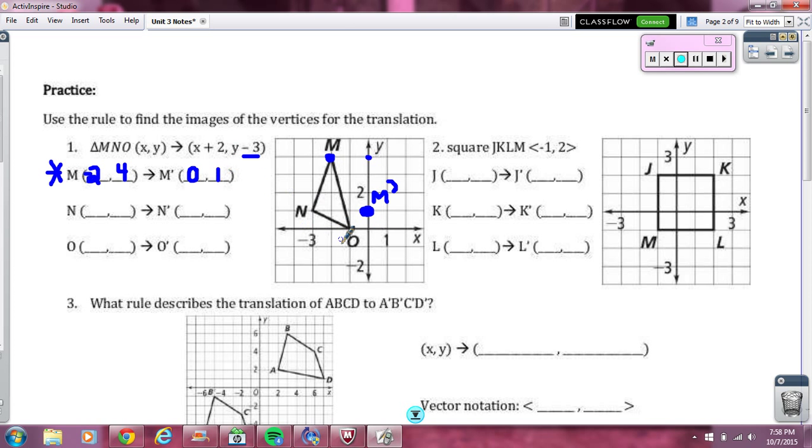I'm going to do the same thing to all my other dots. So I'm going to take the point N, I'm going to move it to the right, 1, 2, and down, 1, 2, 3. N prime. I'm going to take my original point O, I'm going to move it to the right, 1, 2, and then down, 1, 2, 3. And then I'll just connect my dots, make a beautiful triangle. So that triangle that I'm drawing, my image, is a translation of the original figure, MNO.